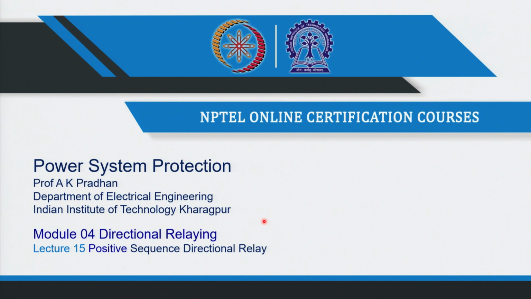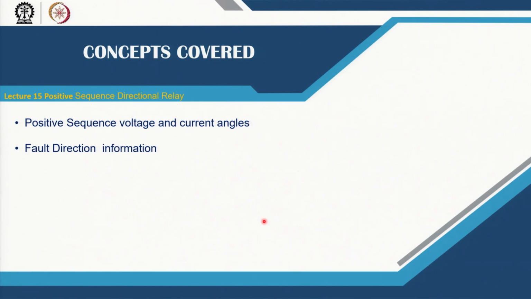Welcome to NPTEL Power System Protection course. We are on module 4, directional relay. Today's lecture is on positive sequence based directional relay. Here we will talk about how positive sequence voltage and current information is useful for obtaining the direction of fault.